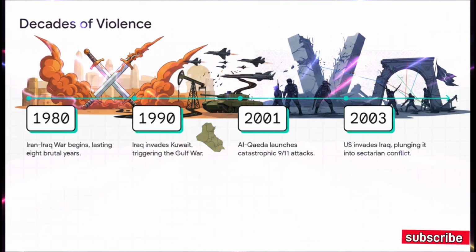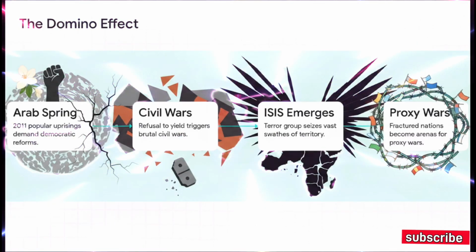Deep resentment of this Western presence helped fuel radical groups like al-Qaeda, which led directly to the catastrophic 9/11 attacks in 2001. That, in turn, prompted the U.S. War on Terror and the 2003 invasion of Iraq, which toppled Saddam Hussein but plunged the entire country into devastating sectarian conflict. All this instability basically set the stage for a massive domino effect.